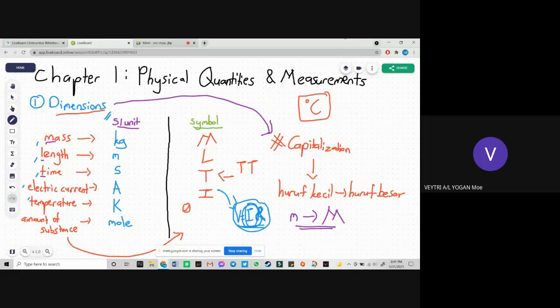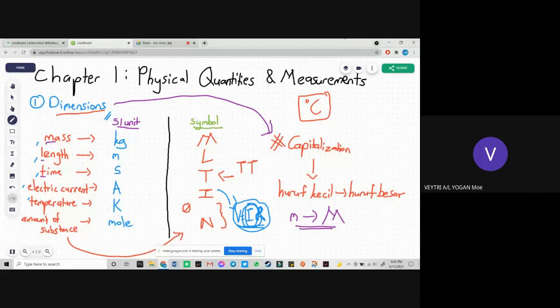Next, amount of substance. What is the symbol of the dimension? Anyone? N. Yeah, N, that's a good one. Okay, now dua ni actually, honestly, korang perlu tahu tapi don't focus too much. Yang korang kena focus is these four. These four memang akan selalu guna. Okay? Mass, length, time, electric current. Alright, that is dimension.